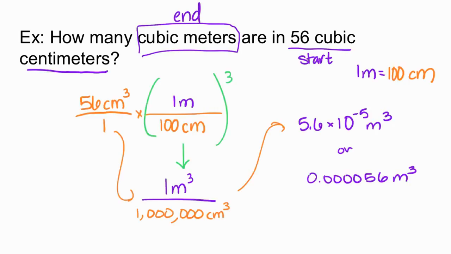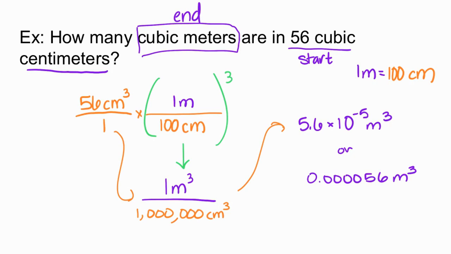Okay, so looking at this one, our end is cubic meters and our start is cubic centimeters. So thinking back to our metric lesson, I know that 1 meter is equal to 100 centimeters. Again, I'm gonna have to change that to a cubic unit, but that's a good place to start. So I'm gonna start with my 56 cubic centimeters on top over 1. I know that there's 100 centimeters in 1 meter, so I'm gonna put the 100 centimeters on the bottom to keep it diagonal, and then the 1 meter on top to keep it new.